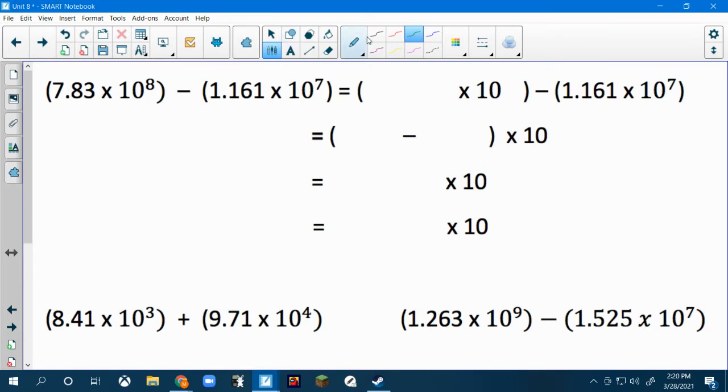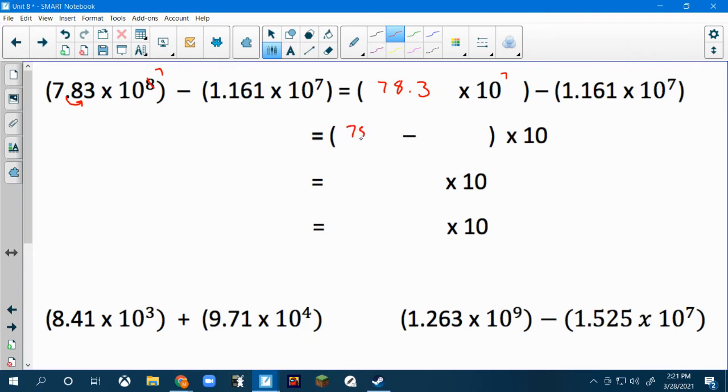Hey, we've got 7.83 times 10 to the 8th minus 1.161 times 10 to the 7th. Again, we're going to change the bigger one into a smaller number. So when we do that, again, we got to change this and make this one bigger. We got to change it to the right. So we get 78.3 times 10 to the 7th minus 1.161 times 10 to the 7th.